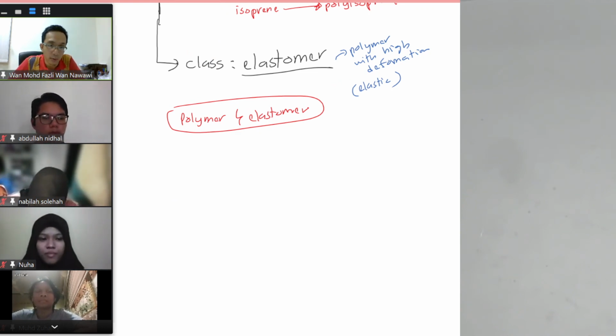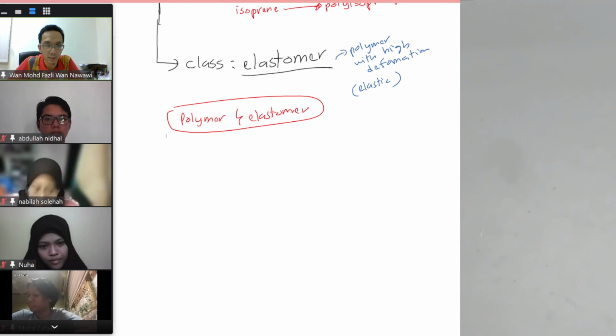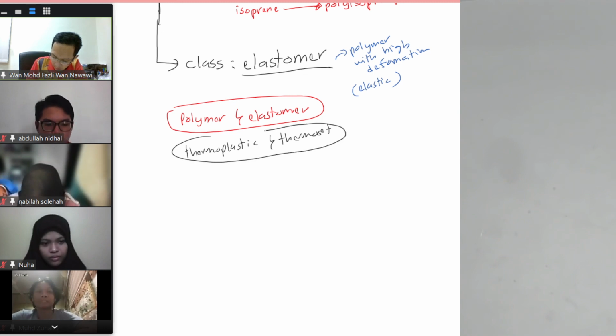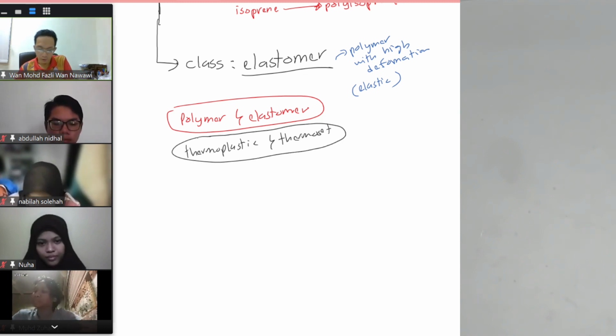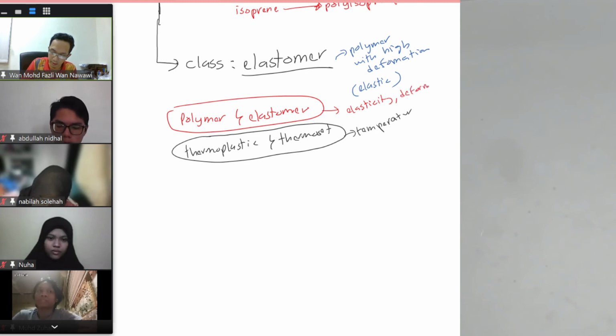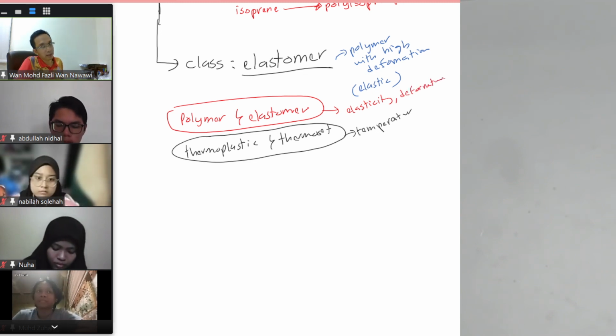Okay, polymer and elastomer. It is all both polymer, and we also talked before about thermoplastic and also thermoset. So now you have this polymer, elastomer, thermoplastic, and thermoset. And now talking about temperature, and the red one, the polymer elastomer, talking about the elasticity or deformation capability. So let's say we want to combine them together.